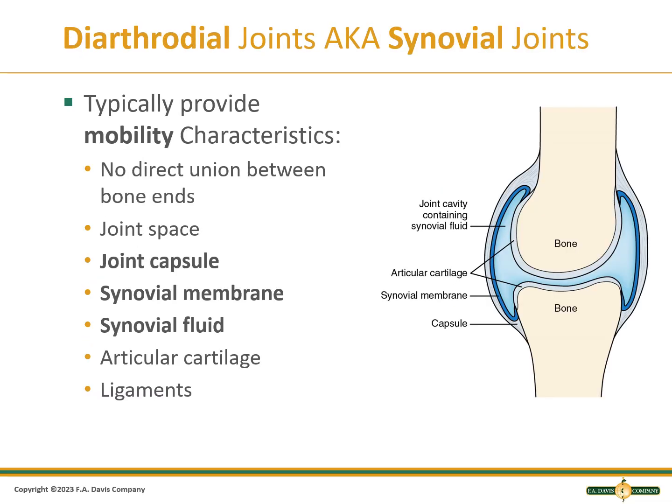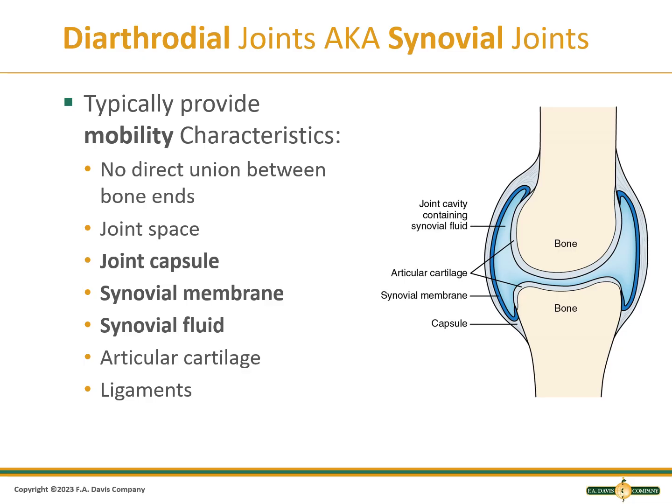Our diarthroidal joints are designed for mobility and are also known as synovial joints. I would be pretty familiar with this picture for your testing purposes, but this picture shows you what a diarthroidal or synovial joint looks like. Synovial joints have no direct union between the bone ends, so we have a joint space with synovial joints. And these joints are surrounded by a joint capsule.